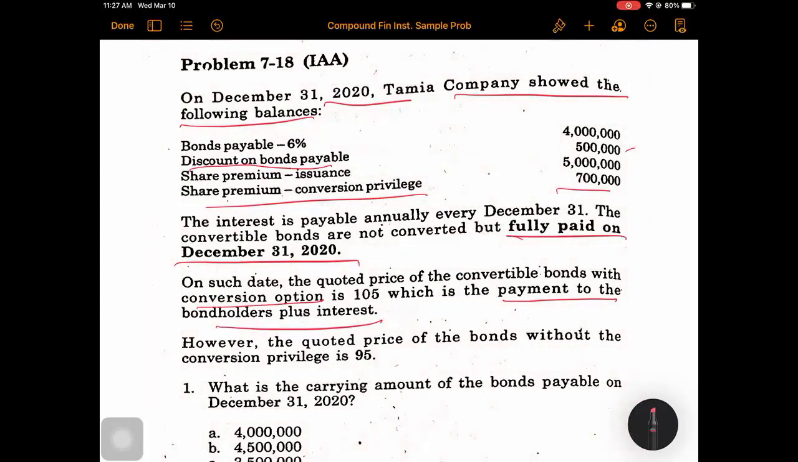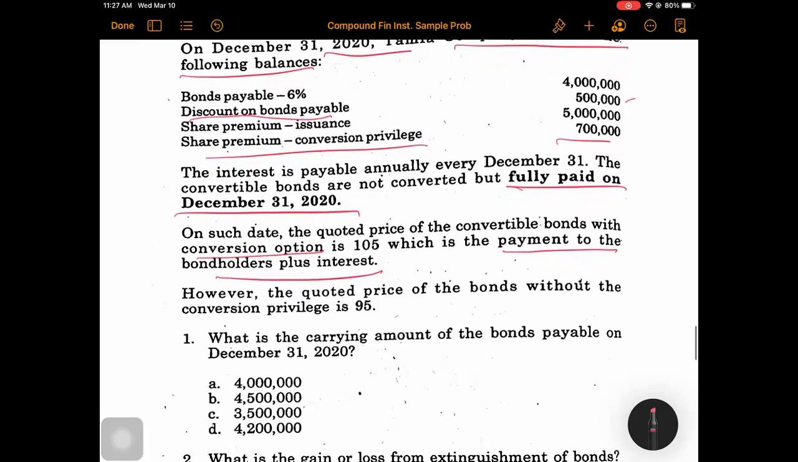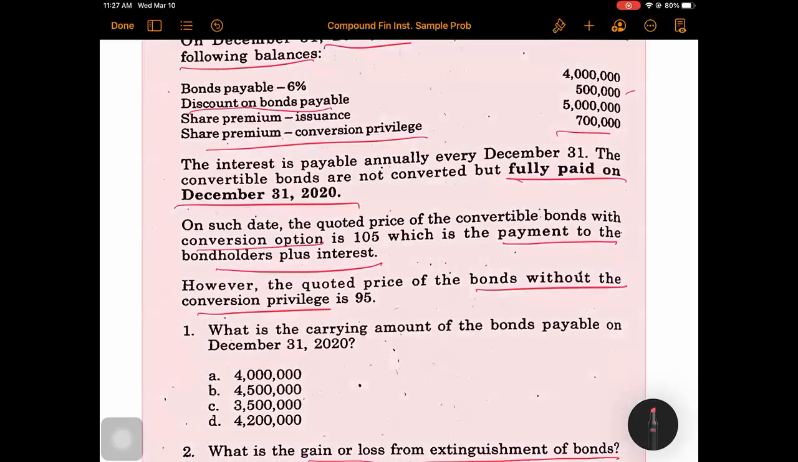Siyempre, wala man gi-convert ni bondholder, atong gibuhat, bayaran nato siya. Pila atong gibayad? 105. Okay, that's the quoted price. However, the quoted price of the bonds without the conversion privilege is 95 lang. So, kung naay conversion privilege, 105. Kung walay conversion privilege, 95 lang. Siyempre, we only compute gain or loss on extinguishment based on the bonds payable alone. Walay labot ang equity component.